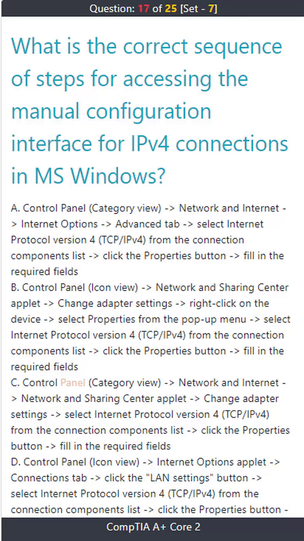C. Control Panel, Category View, Network and Internet, Network and Sharing Center applet, Change Adapter Settings, select Internet Protocol version 4, TCP/IPv4, from the Connection Components list, click the Properties button, fill in the required fields. D. Control Panel, Icon View, Internet Options applet, Connections tab, click the LAN Settings button, select Internet Protocol version 4, TCP/IPv4, from the Connection Components list, click the Properties button, fill in the required fields.